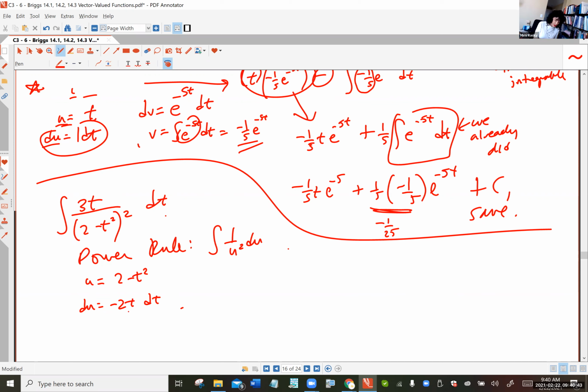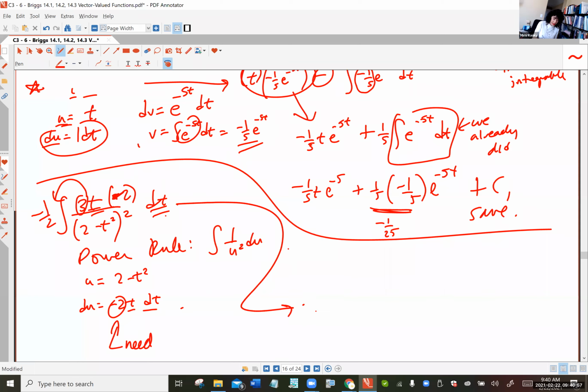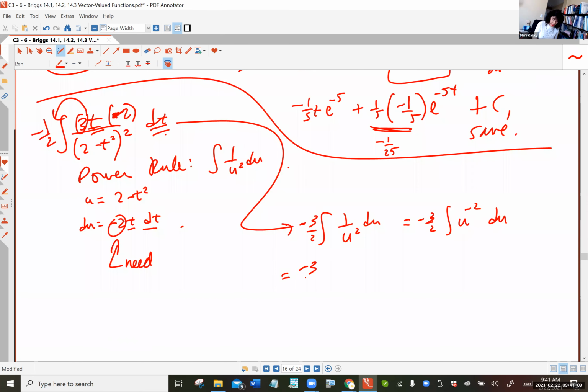Good news and bad news. Good news, the t and the dt already exist in the integrand, but we need a negative 2. No problem. I'm going to put one in, provided I divide one out. And this 3 I'm going to pull out in front. So now my intermediate step is the following. I have negative 3/2 times the integral of 1 over u squared du. And I'm going to rewrite this as the integral of u to the negative 2 so I can use my power rule. And so then I'll have u to the negative 1 divided by negative 1.